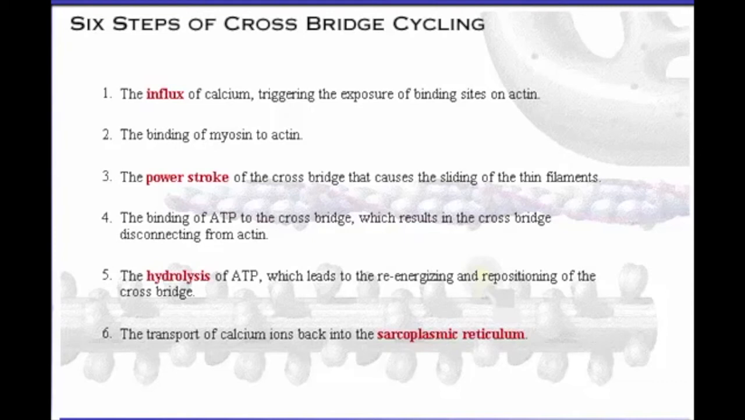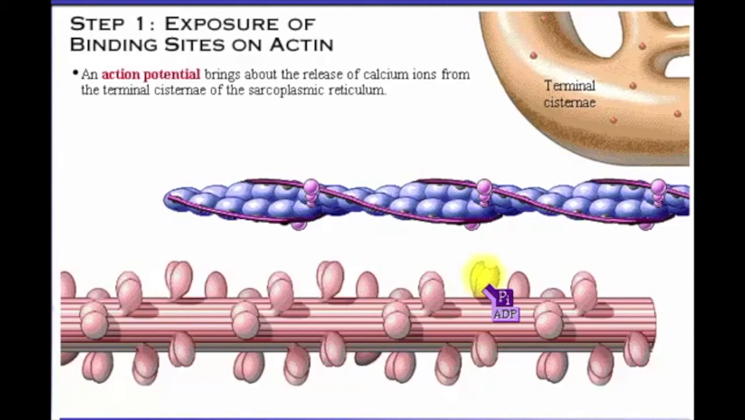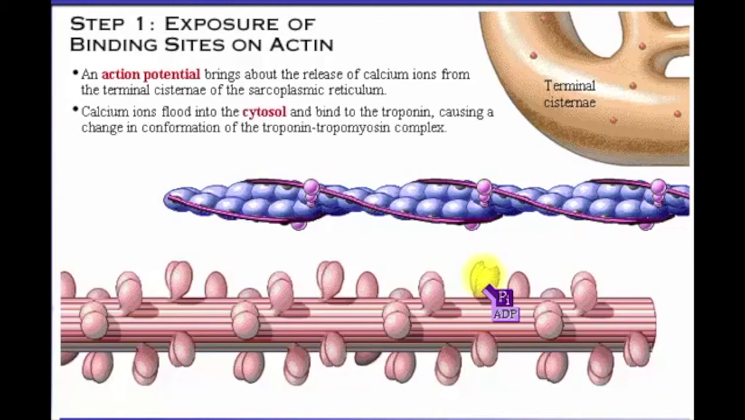The first step is exposing actin's binding sites. When a muscle cell is stimulated, the action potential brings about the release of calcium ions from the terminal cisternae of the sarcoplasmic reticulum. The calcium ions flood into the cytosol and bind to the troponin, causing a change in conformation of the troponin-tropomyosin complex. This conformational change exposes the binding sites on actin.